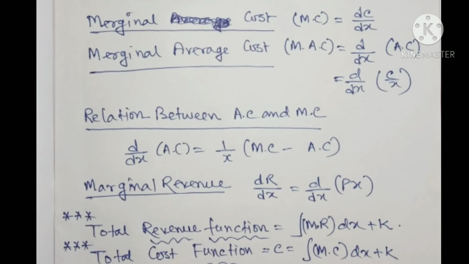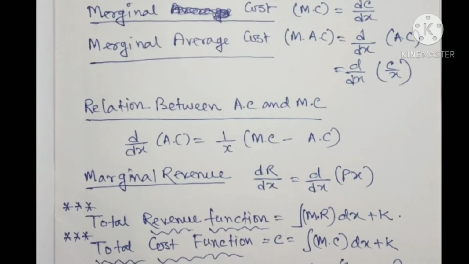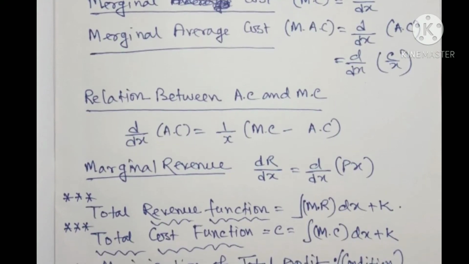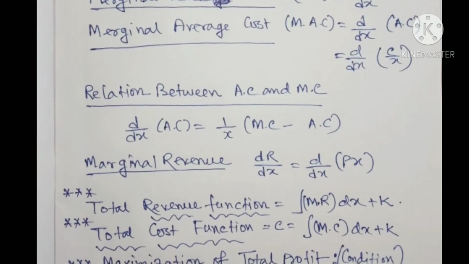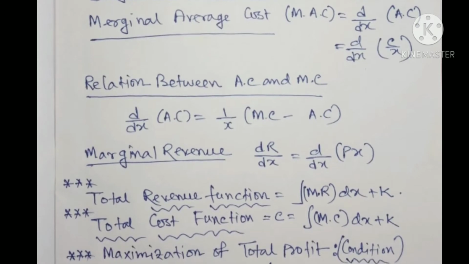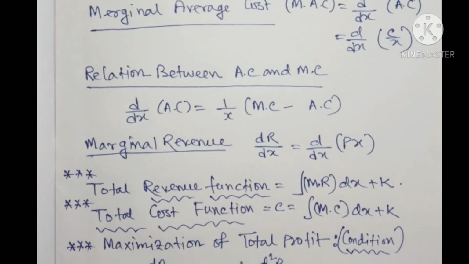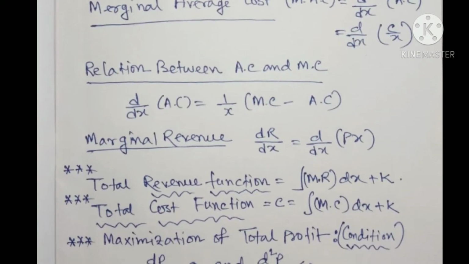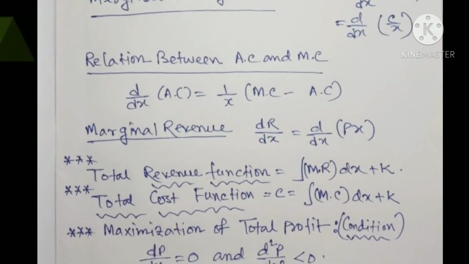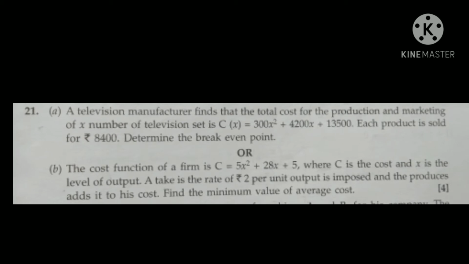Okay, now if you want to maximize total profit, what is the condition? The condition of maximization of profit function is dP by dx is equal to 0 and d2P by dx2 less than 0. Condition of maximization of total profit is dP by dx equal to 0 and d2P by dx2 less than 0. Now we are going to apply this theorem.